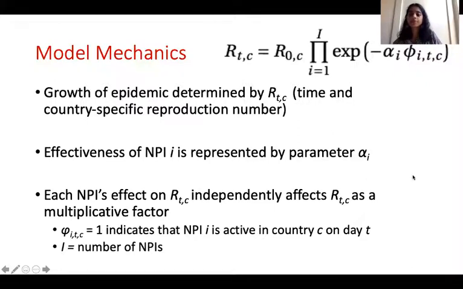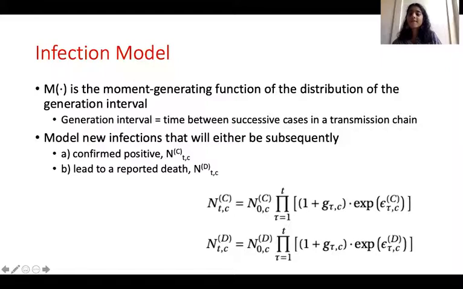Then looking at the infection model, M is the moment generating function of the distribution of the generation interval, which again is the time between successive cases in a transmission chain. And they model new infections that will either be subsequently confirmed positive, so the confirmed cases C, or lead to a reported death, so the confirmed deaths D. And they have these 2 different equations here showing for cases and deaths how to calculate this new number.